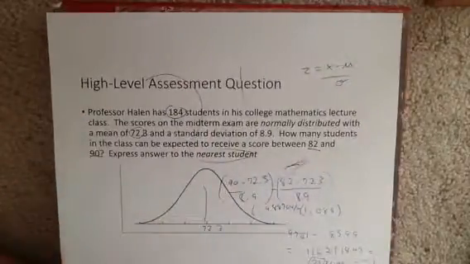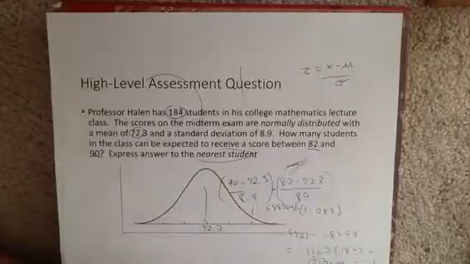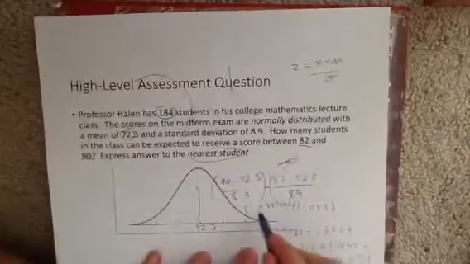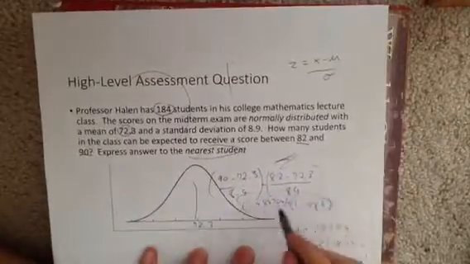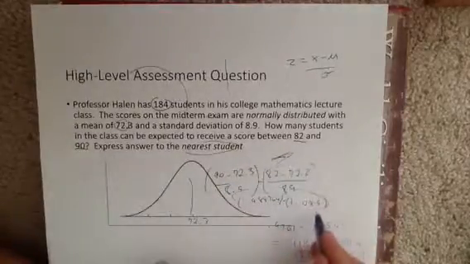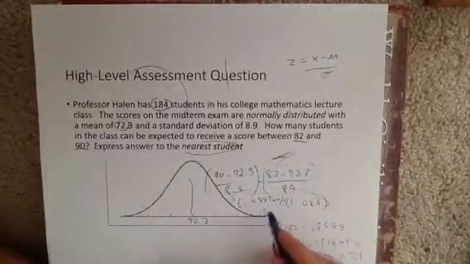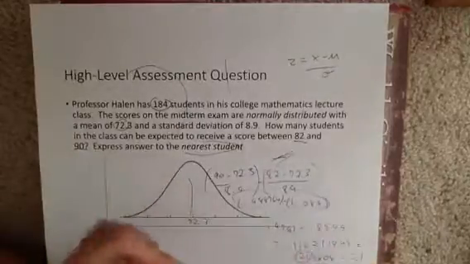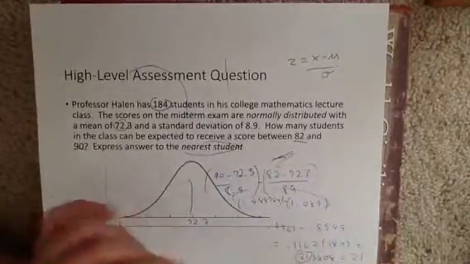A common mistake when you're doing these kinds of problems is when you get down to here, these two numbers here, when you calculate the z-score, don't subtract 1.089 from 1.988764. You'll get a very strange answer, unfortunately.